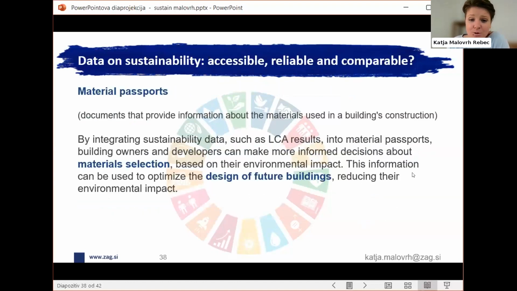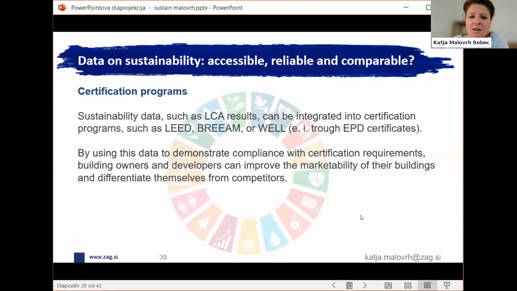Then material passports should be mentioned. These are documents that provide information about materials used, so you could have better decision-making tools for material selection, and based on that, design of future buildings.